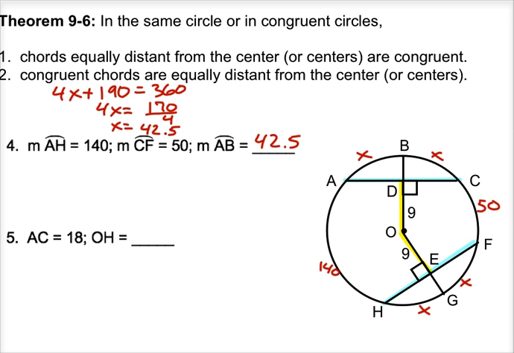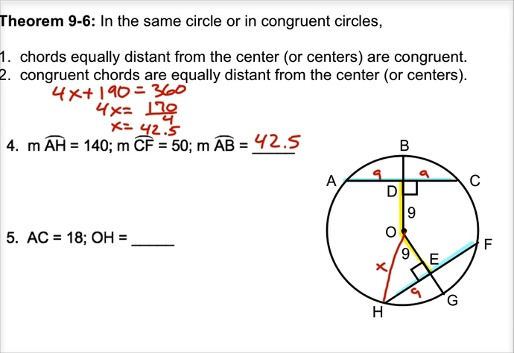Number 5, so let's clear out some of this information. So for number 5, if AC is 18, and I'm just going to fill it in right away as a 9 and a 9, how big is OH? So down here I'm looking for how big is OH? Well, I know that AD is going to be the same size as the HG down below, so that's going to be a 9.